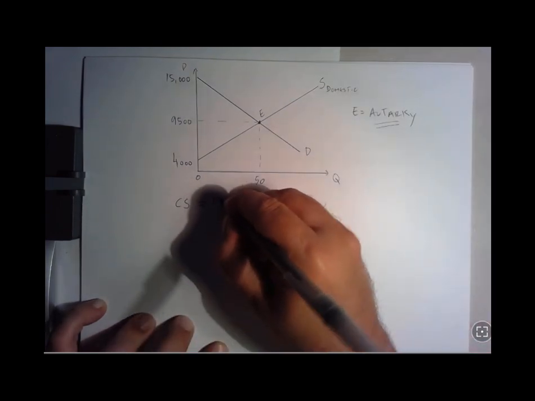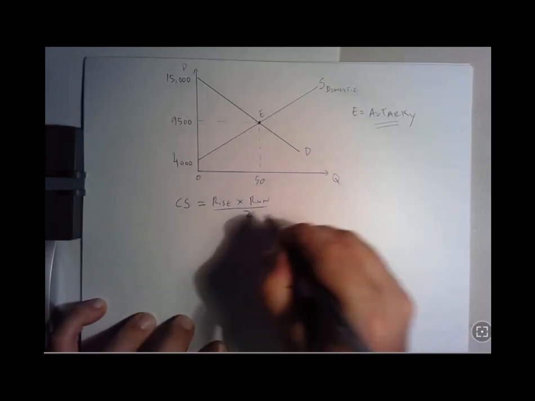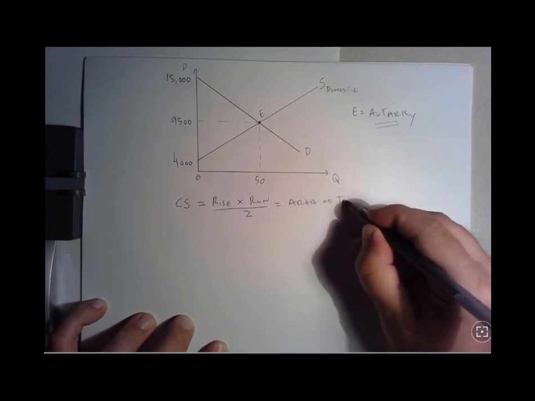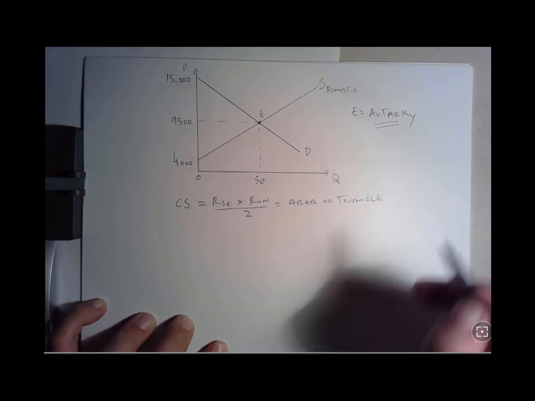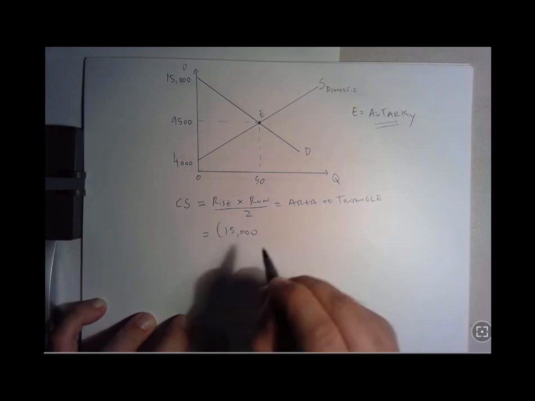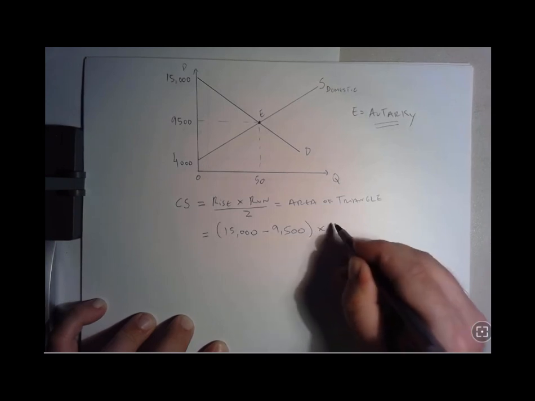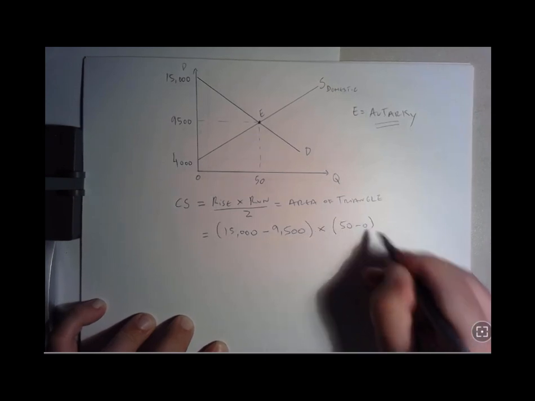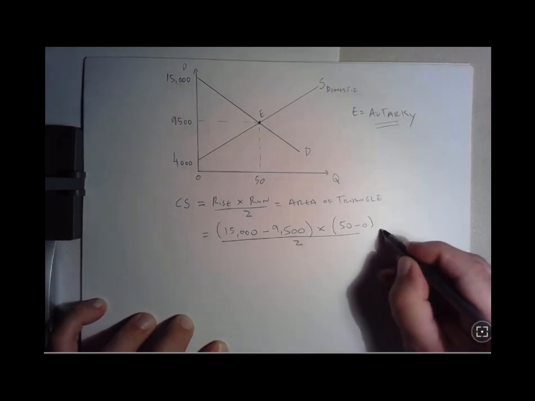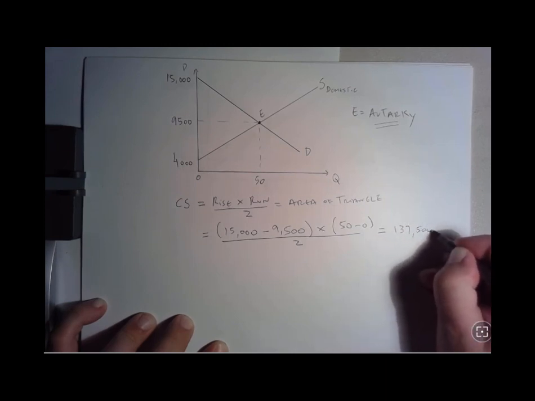So the rise over the run divided by 2 gives you the area of the triangle. The rise is 15,000 minus 9,500, and the run is 50 minus 0, divided by 2. This will give you a value of 137,500 bucks.